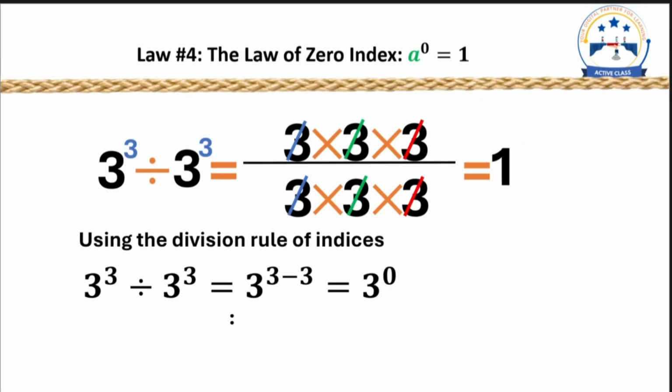If we use the division rule of indices, then 3 power 3 divided by 3 power 3 means we simply subtract the powers. So 3 minus 3 is 3 power 0. Here, this 3 power 0 and 1, these answers are obtained by simplifying the same expression.